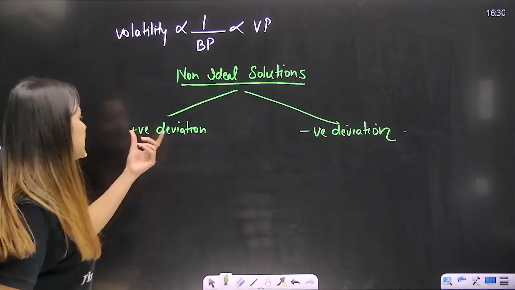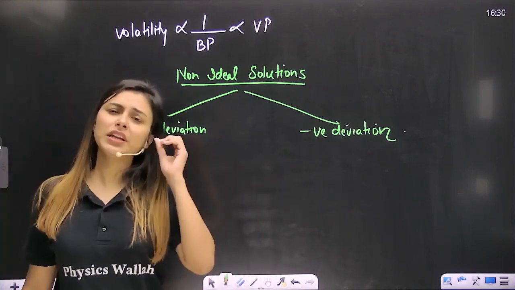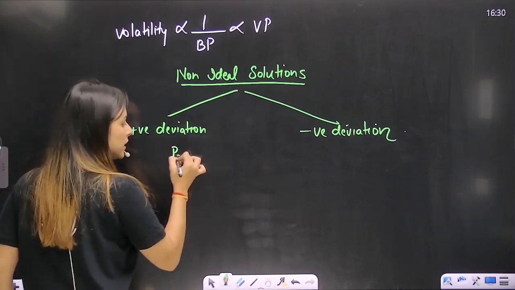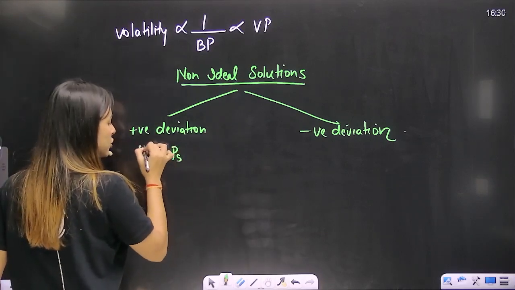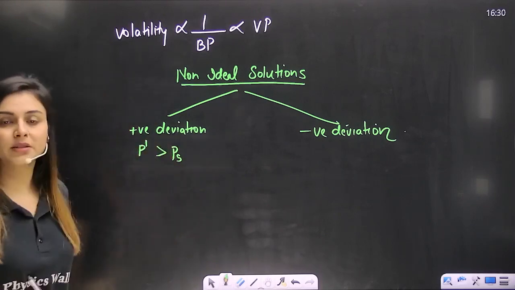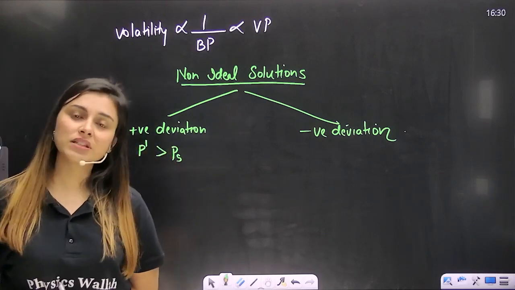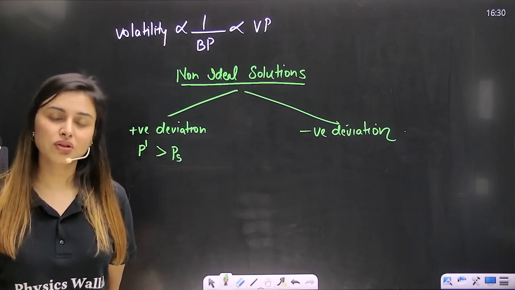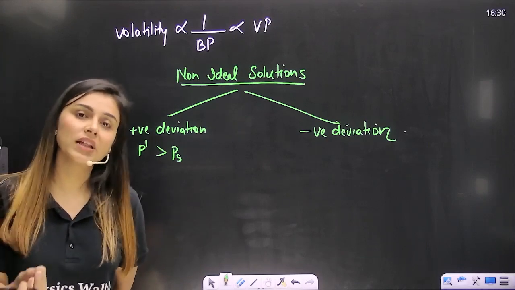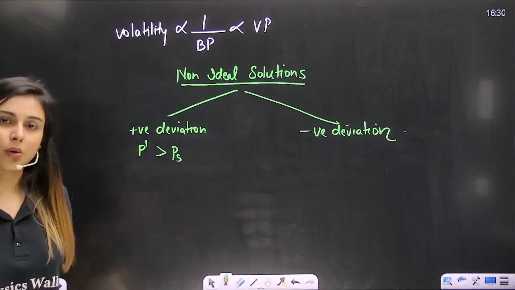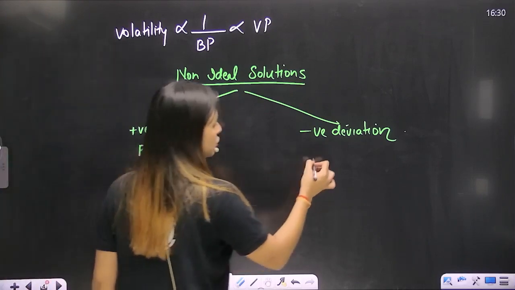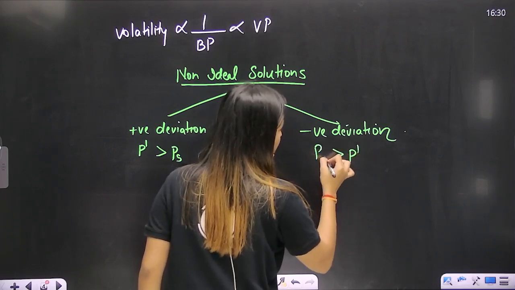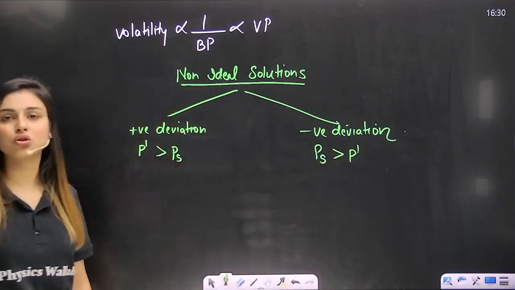Okay. See, for a positive deviation, we know that according to Raoult's law, whatever the pressure is calculated, the actual pressure is more than that expected, right? Yes. In positive deviation, the vapor pressure of the solution obtained is actually more than that expected from Raoult's law. And in case of negative deviation, the vapor pressure is actually less than the expected vapor pressure of Raoult's law.